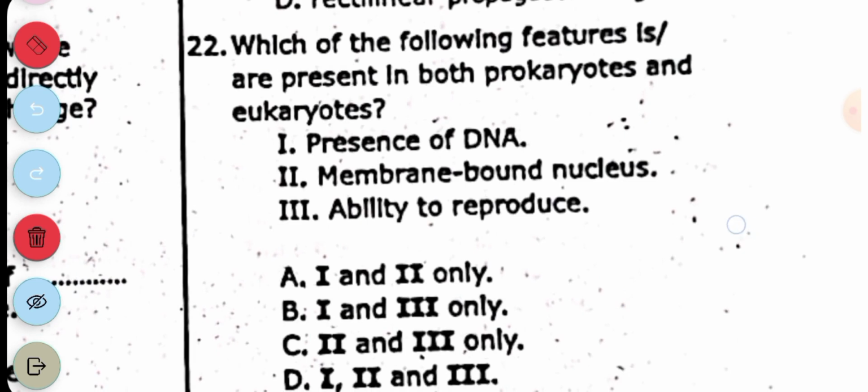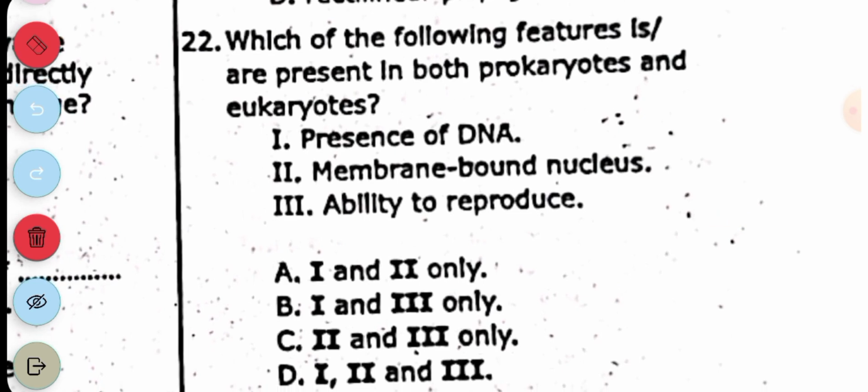Which of the following features is or are present in prokaryotes and eukaryotes? A or I. Presence of DNA, II. Membrane-bound nucleus, III. Ability to reproduce. Now, eukaryotes and prokaryotes have DNA in them. Membrane-bound nucleus, no, because prokaryotes do not have that. Ability to reproduce, yes. So the answer is I and then III. So the answer to question 22 is B.